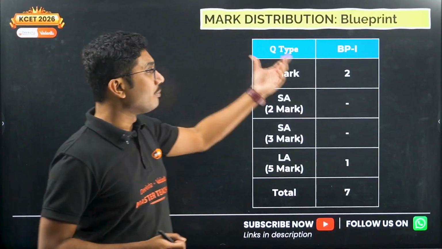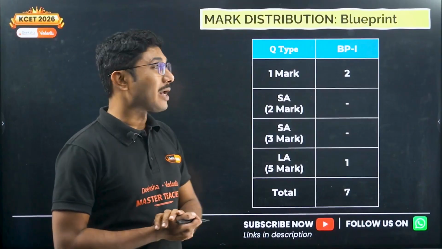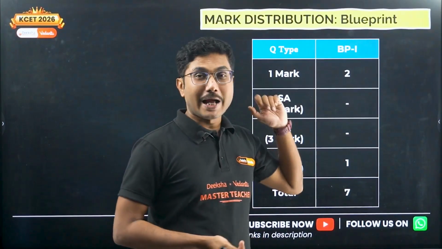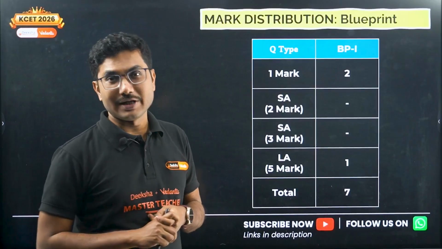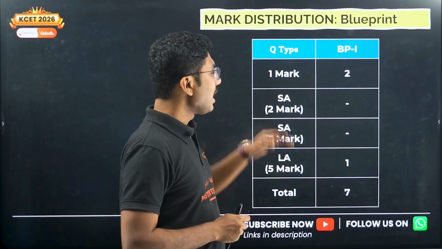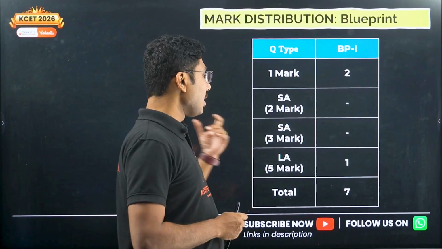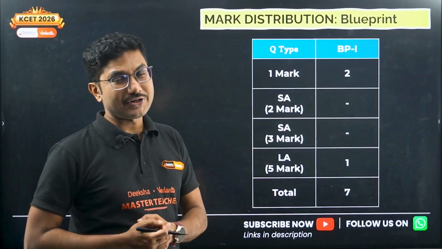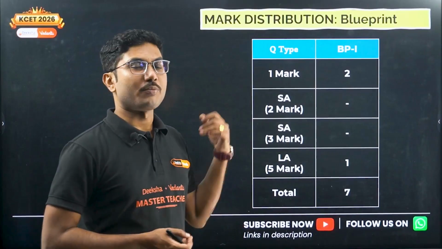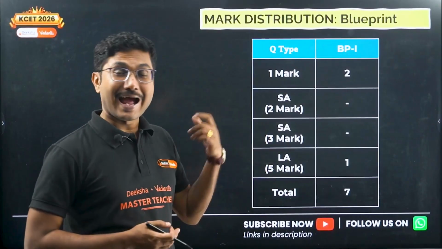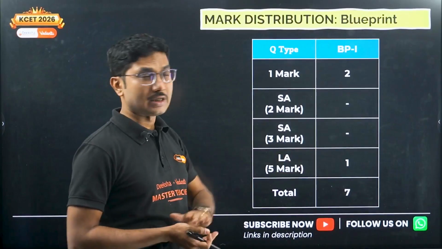Now let us look into the blueprint of the chapter. First of all, 1-marker questions are 2, so that means we can expect 1 MCQ as well as 1 fill in the blanks from this chapter. There are no short answer type 2-marker or 3-marker questions from this chapter. Straight away 1 five-marker question, and as I mentioned, we are expecting a numerical question from the previous year trend as well as the model question paper. So we are going to solve 5 numericals from this chapter.